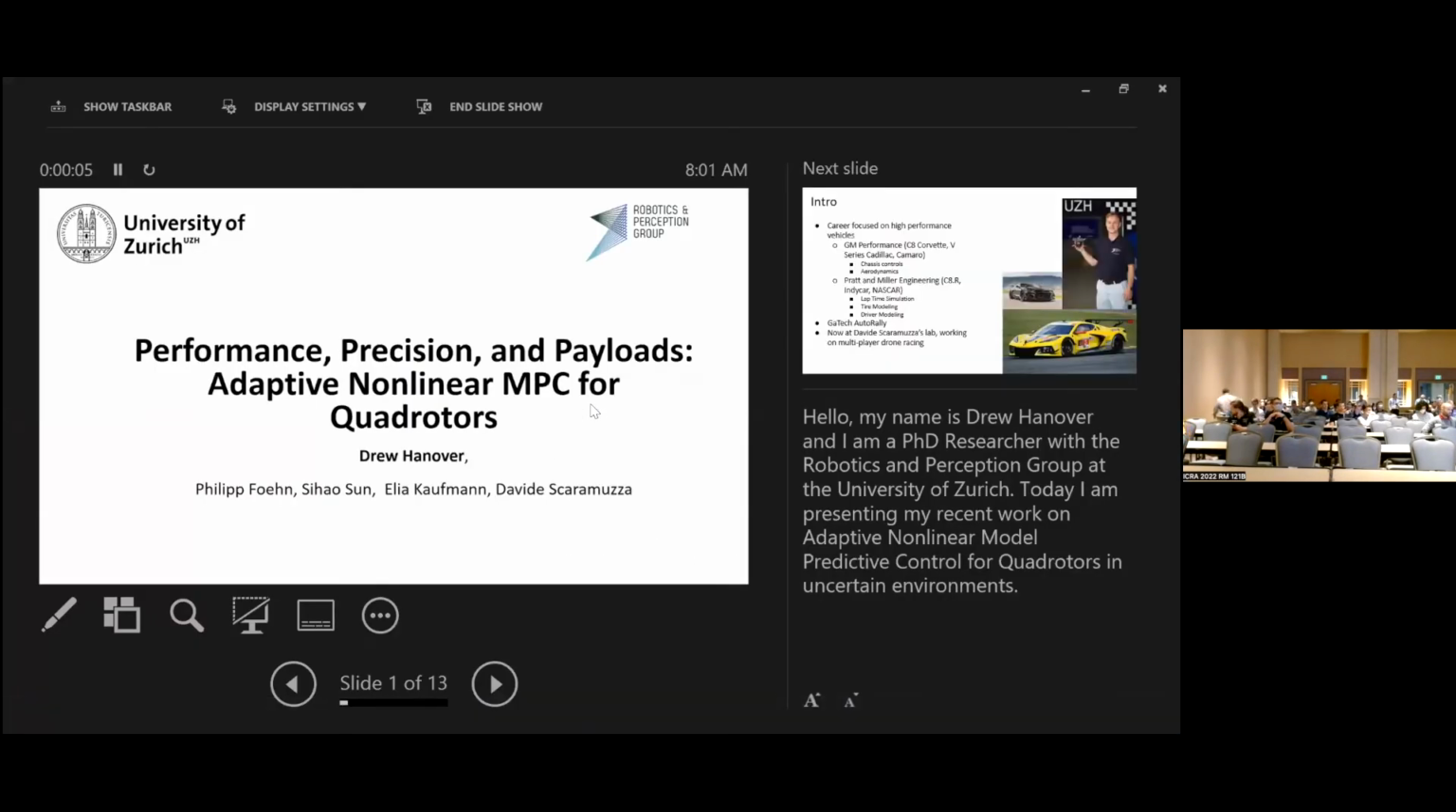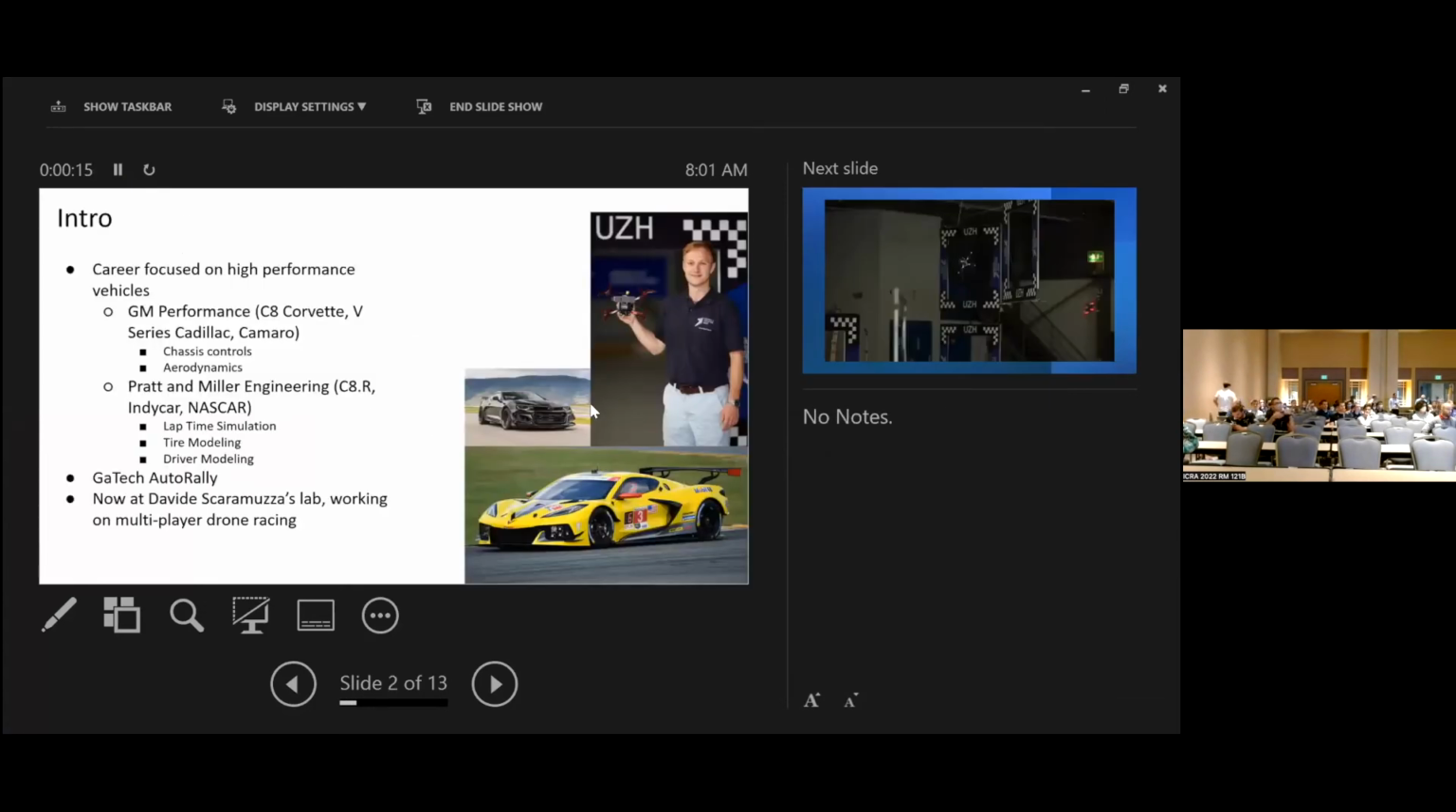Okay, good morning, everybody. My name is Drew Hanover. I'm with the Robotics and Perception Group at University of Zurich, studying under Davide Scaramuzza. First, just a brief slide about me. My entire career has been focused around high-performance vehicles and racing. All through my undergrad, I worked for General Motors Performance: Corvette, Camaro, V-Series, rear-wheel drive performance vehicles. After that, I went and worked for Pratt & Miller on IndyCar, NASCAR, et cetera. So this has been my life for a long time. It's really cool to be presenting here today. But I've kind of joined the dark side now with drone racing instead of ground vehicles.